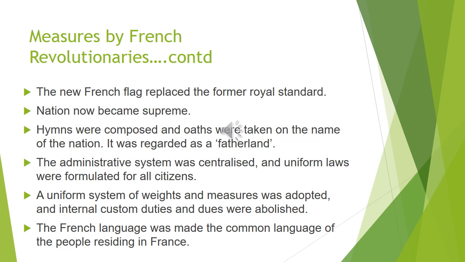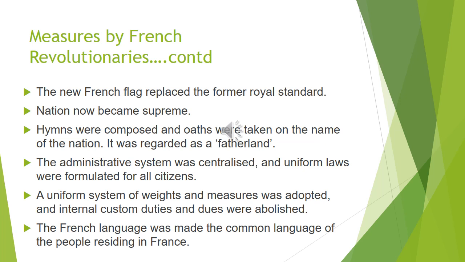The next measure taken by the French Revolution was the composition of new hymns. New hymns and oaths were taken in the name of the nation. Hymns here means certain songs were composed in praise of the nation. Earlier, they were in praise of the king. Earlier, oaths were taken by appointed officials in the name of the king. Now, these oaths were taken in the name of the nation. Now, this made the nation important, and it was regarded as the fatherland, as we have already studied about it.